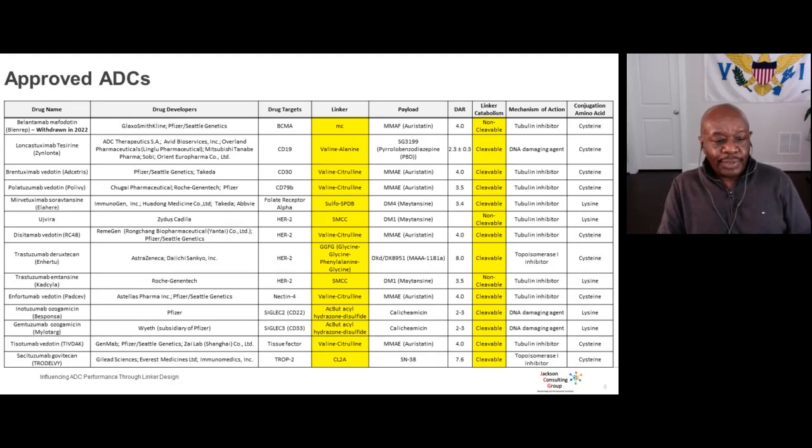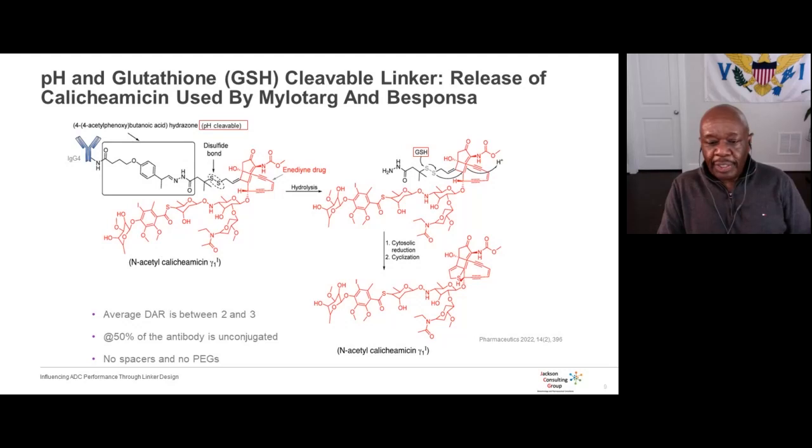What I'm going to do is first start off talking about Mylotarg. Mylotarg was the very first ADC that was approved. It was approved for treating AML patients who are a little bit on the older side, 60 plus. With Mylotarg, you can see the design is utilizing a hydrazone linker, which is a pH labile linker. That only occurs once the ADC reaches the lysosomal compartment, and therefore begins to initiate the process of releasing the payload from the linker.